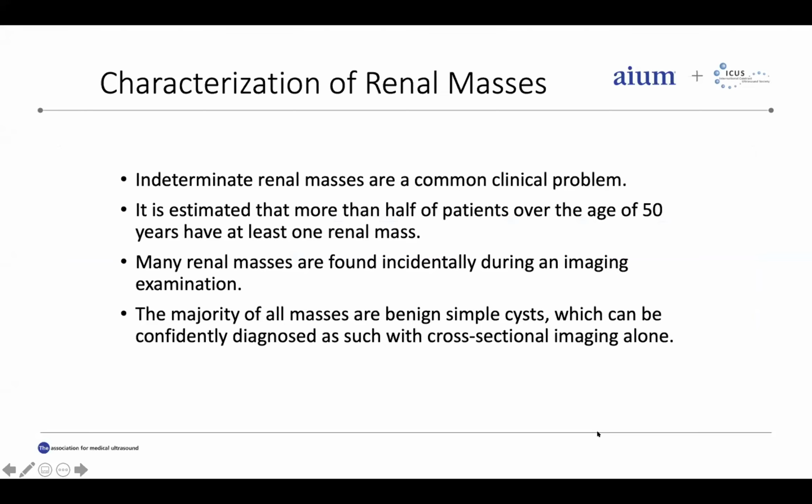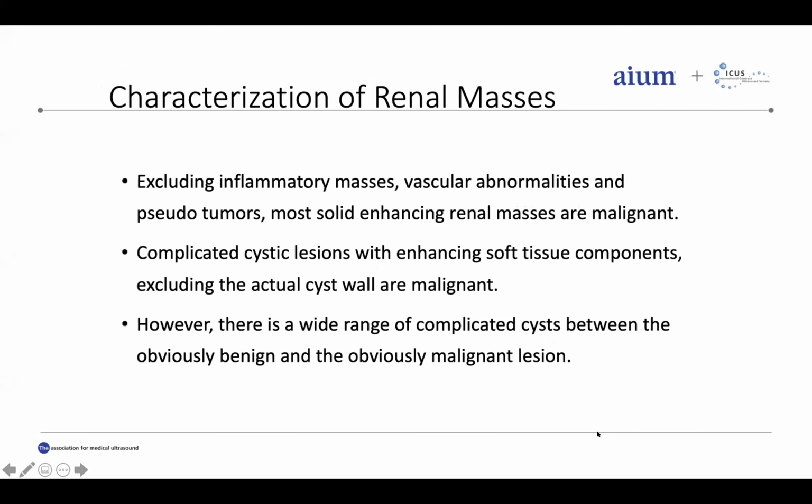So indeterminate renal masses are a common clinical problem. We see them every day. It is estimated that more than half of the patients over the age of 50 have at least 1 renal mass. And many renal masses are found incidentally during an imaging exam. A lot of these masses are benign simple cysts, which we can confidently diagnose with any of the cross-sectional imaging alone. But there are a lot of other masses that we can't do that with.